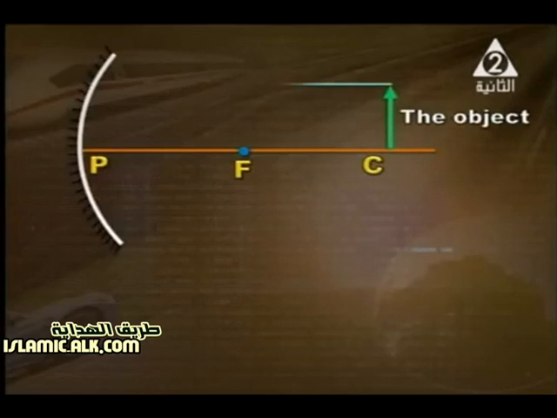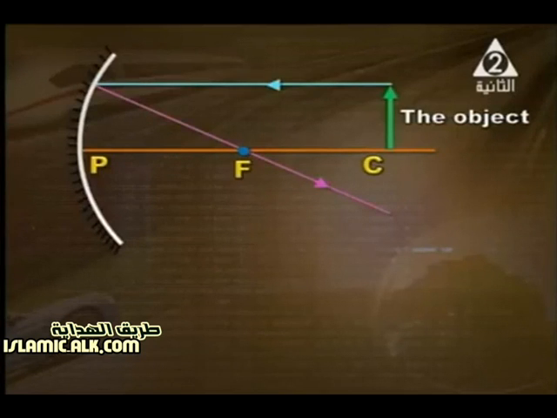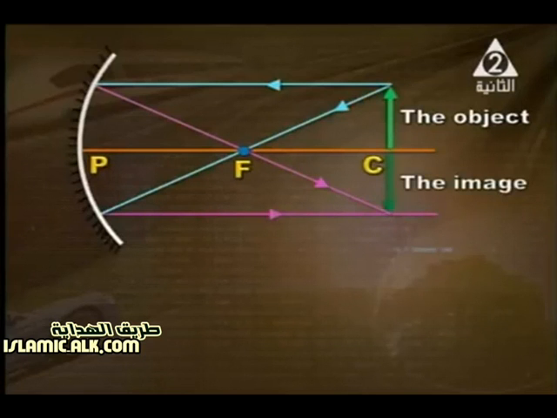Another case. This is the concave mirror. That's the principal axis which passes through the center of curvature and the pole of the mirror. The object lies on the point C. This object will send a light ray which passes parallel to the principal axis. This ray will reflect, passing through the focus. Another ray sent by the object which is passing through the focus will reflect parallel to the principal axis. The image is formed on C again.